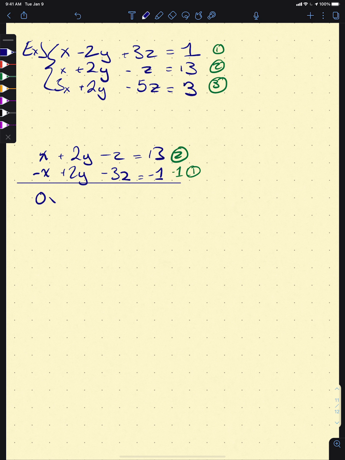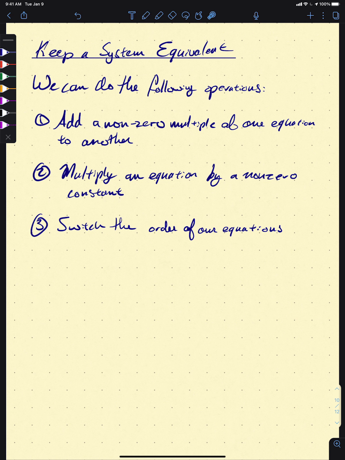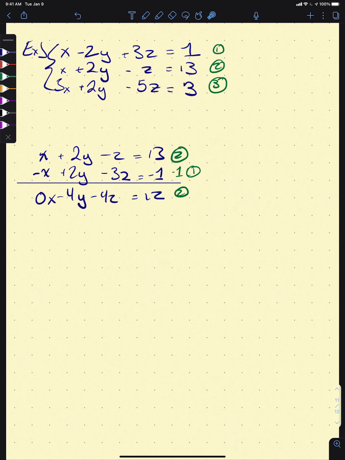When we add them, we get 0x's, which is what we want. We get 4y, minus 4z, equals 12. And we're going to rename this as equation 2. The reason we can do that is it says right here we can add a non-zero multiple of one equation to the other. We added -1 times equation 1 to equation 2, and then used that to redefine equation 2.